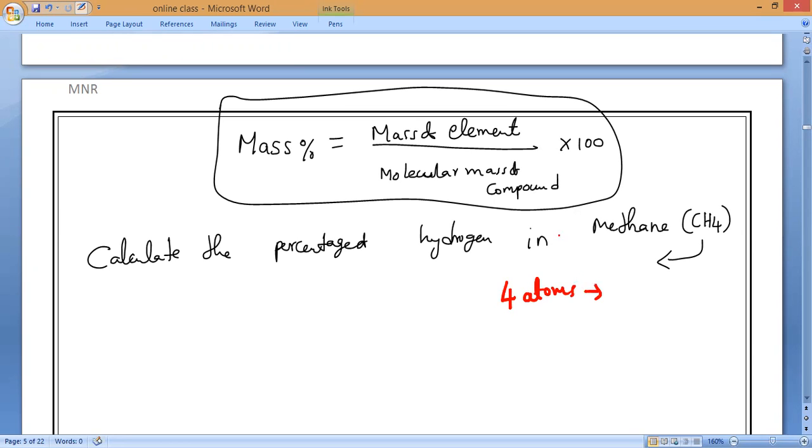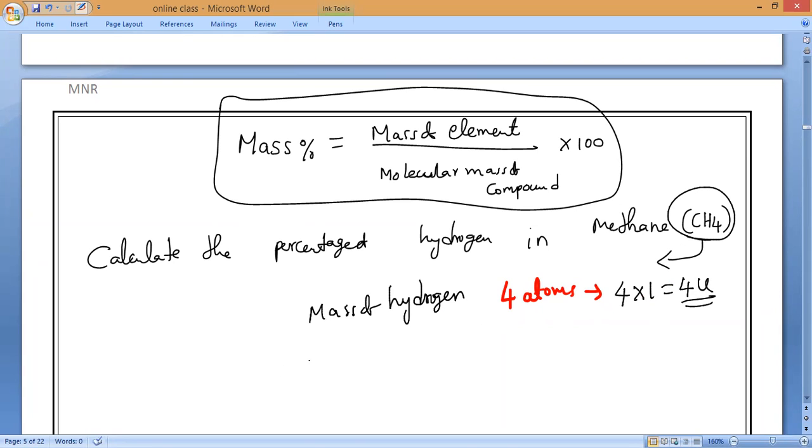Understanding? Means what is atomic mass? Total mass. What is the total atomic mass of hydrogen alone? Hydrogen alone. 4 means what? 4 into 1, which equals 4 units. Yeah, 4 units. Next, what is the molecular mass totally? This is the mass of hydrogen. Everyone, see that. Mass of hydrogen is 4 units.